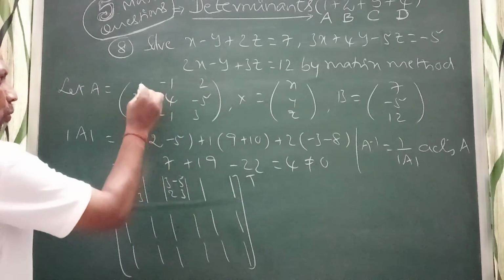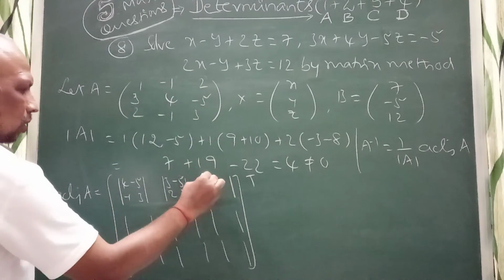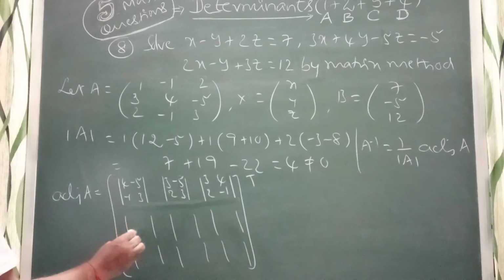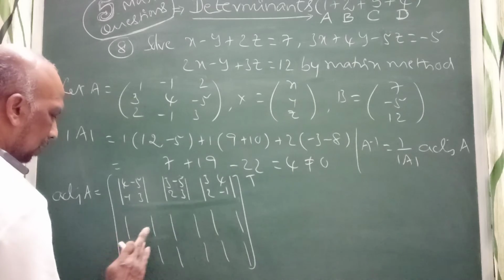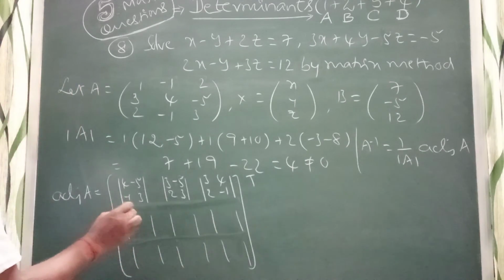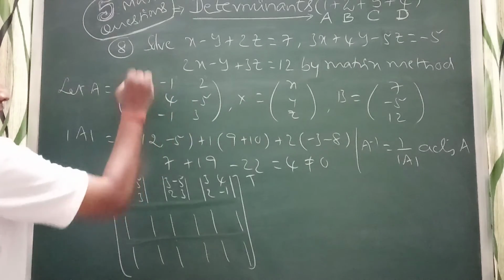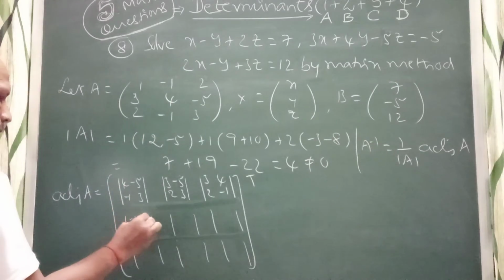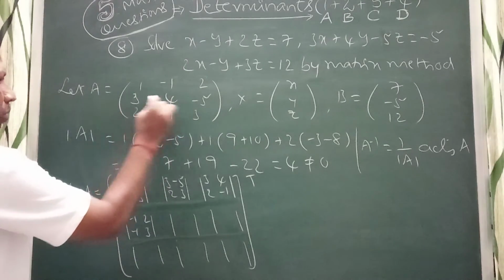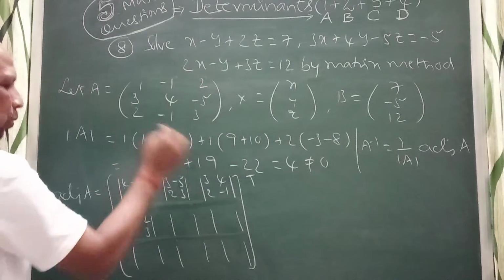And minor of 2, leave this row and this column: 3, 4, 2, minus 1. Coming to here, when I am trying to find the minor again, you can see here. I am trying to find the minor of 3. Leave this row and this column: minus 1, 2, minus 1, 3. And for 4, leave this row and this column: 1, 2, 2, 3.